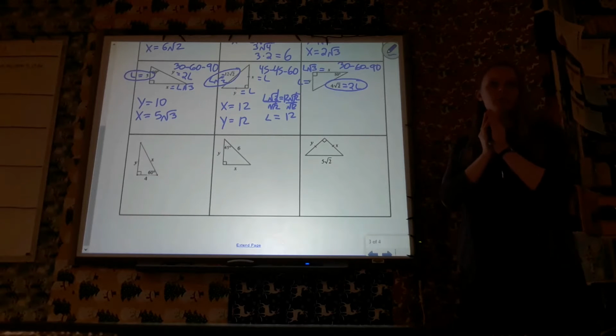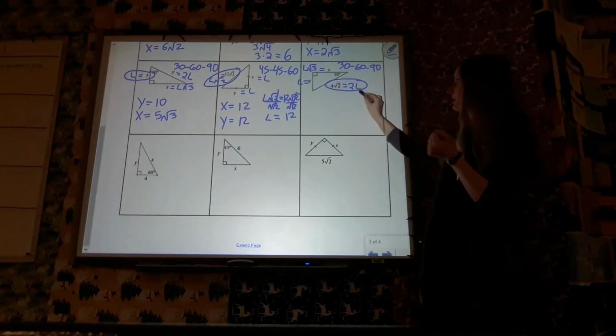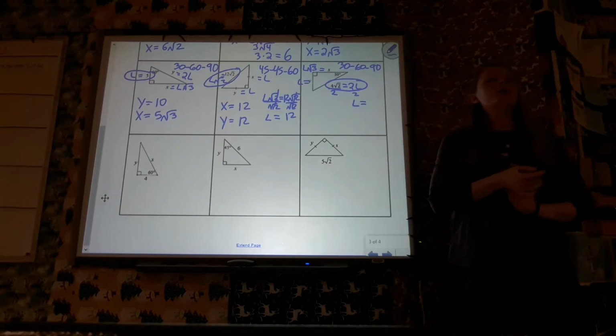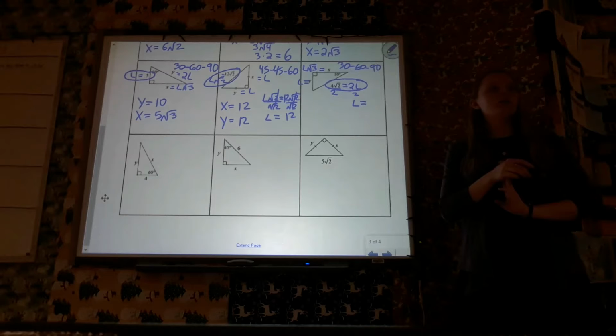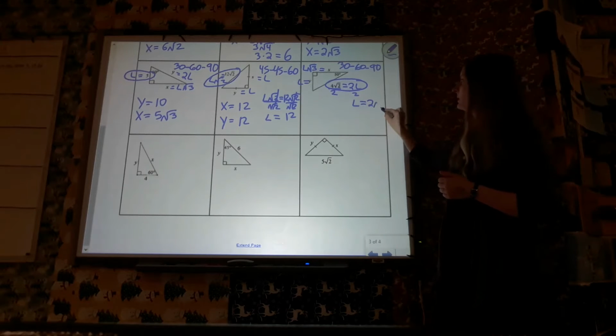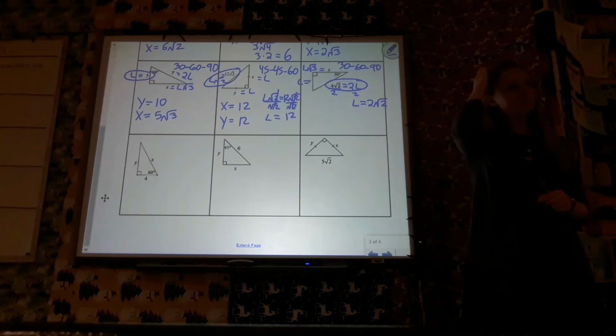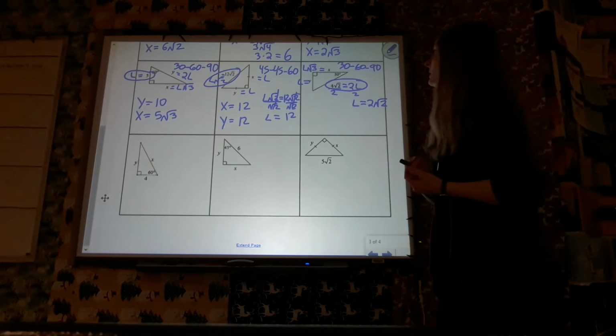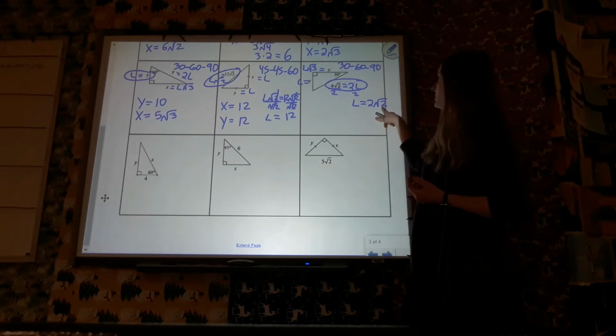How? Divide by 2, right? To get L by itself, you divide by 2. So what would that be? What would 4 root 2 divided by 2 be? 2 root 2. Yes, 2 root 2. So now that I know L, all I have to do is plug that in where it goes. So if L is 2 root 2, what's y?